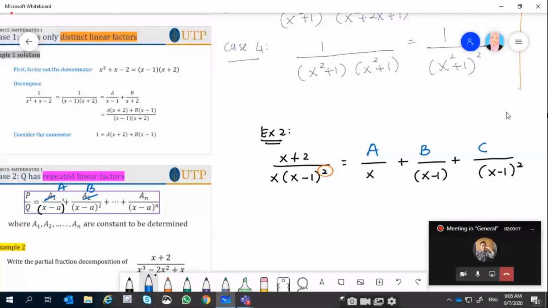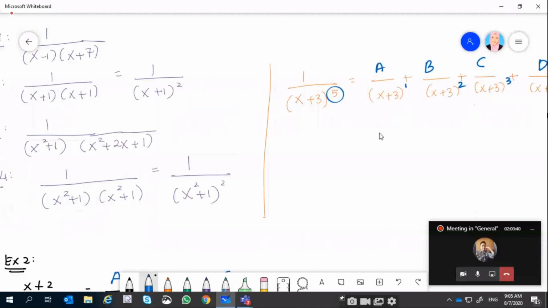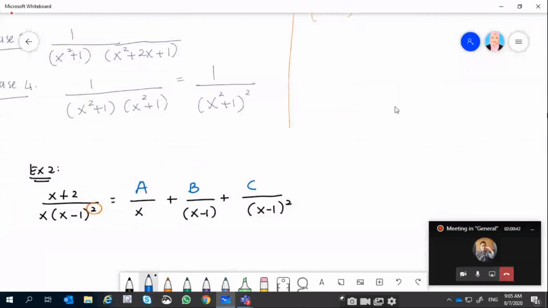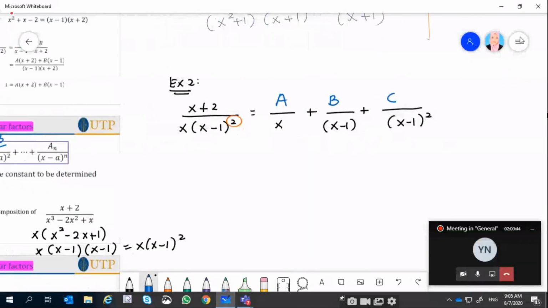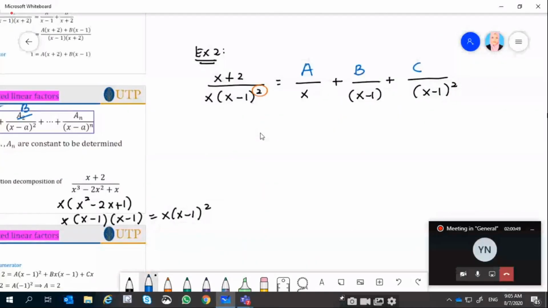Okay, no worries. This is just an example. You don't have to solve the question until power of 5, the maximum power until 3 or 4. So now we have 3 unknowns, A, B, and C, and you have to find these 3 unknowns.